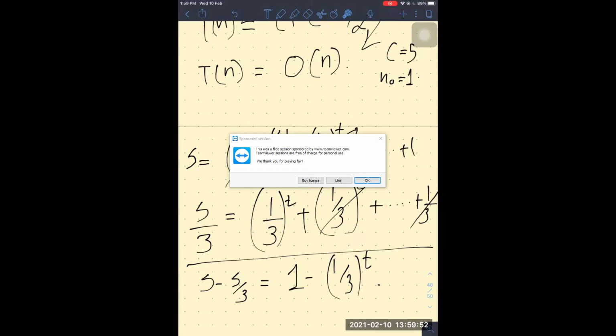Why does it have the power of t? I'm not sure of it. Oh wait, no, never mind. I see. It's the first. Yeah, I just multiplied. Any other question, guys?